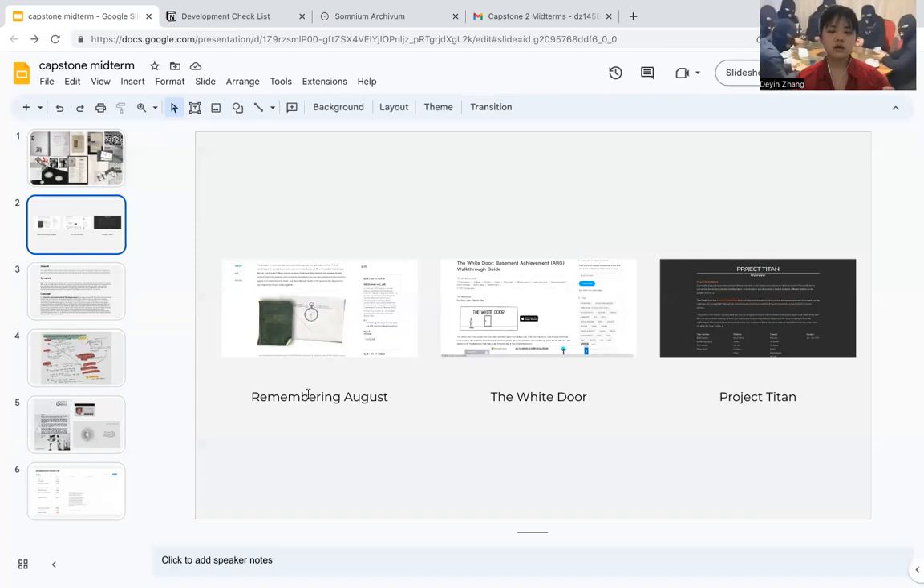So other ARGs like White Door or Project Titan are basically based on the web, almost like everything in the narrative of the ARG happens online. And Remembering August uses real letters, and it bridges the virtual world and the reality. I think those kinds of engagement can improve the narrative in ARGs. And this is also what I'm going to add in my own ARG.